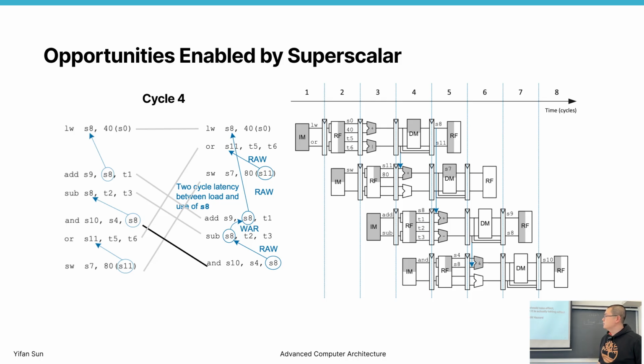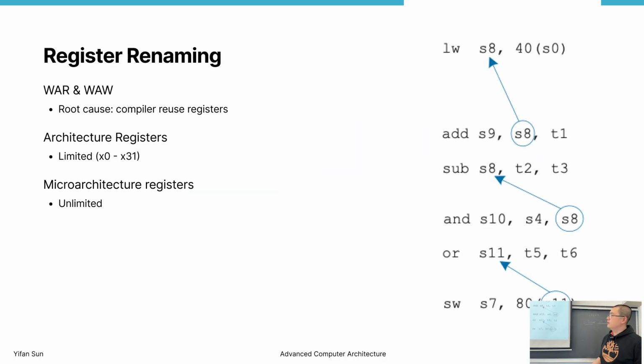So you may write a program, but how this program is actually executed in your hardware is unknown because your CPU may reorder the instructions in different ways. To solve this type of WAW and WAR hazard, we need to understand the root cause. The root cause is the compiler is trying to reuse the registers. We have a very, very limited architectural register space. In RISC-V, we only have 32 registers.